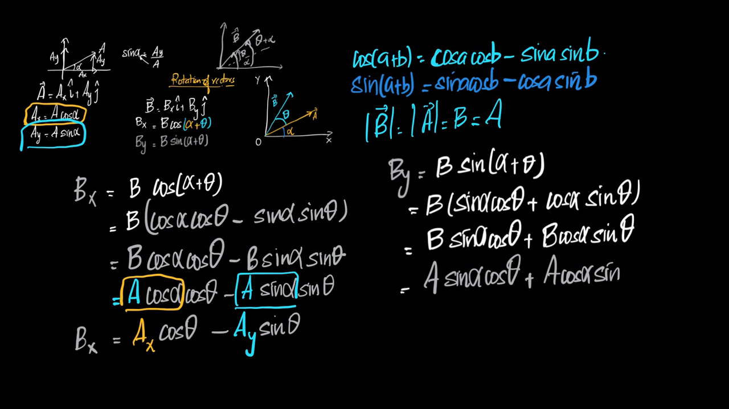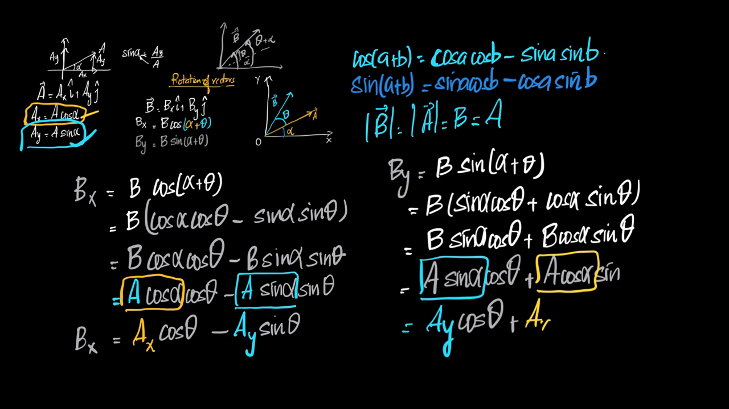Now, what is a sin alpha? A sin alpha is ay. So this becomes ay into cos theta plus, what is a cos alpha? We know from here that a cos alpha is ax. So this becomes plus ax into sin theta. And what is all of this equal to? This is equal to by.